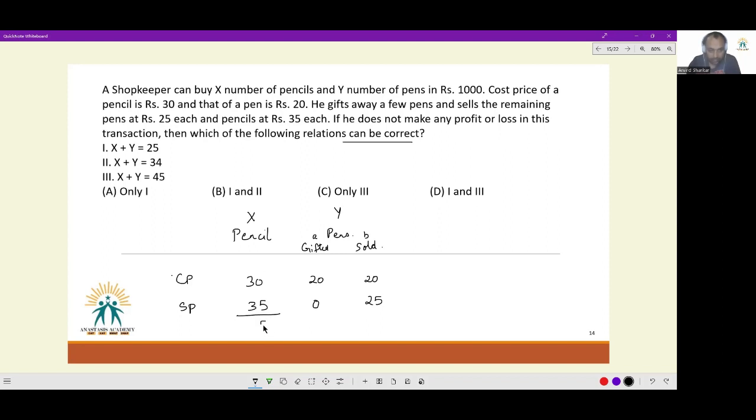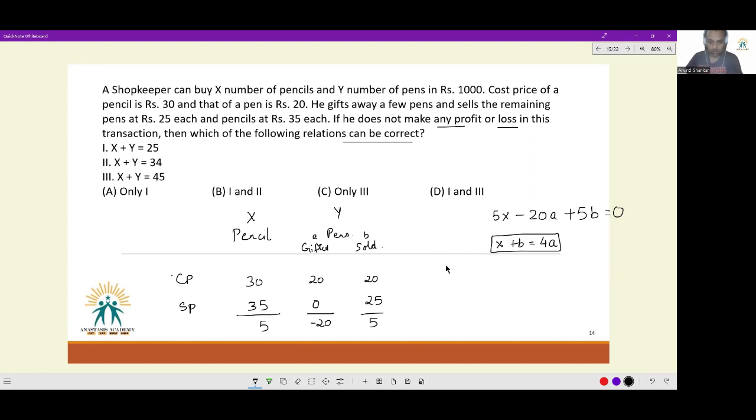Profit for every pencil is 5 rupees. Profit for every gifted pen is minus 20. And profit for every sold pen is 5 rupees. So, given that he does not make any profit or any loss, can I say 5x minus 20a plus 5b is equal to 0, or x plus b has to be equal to 4a.